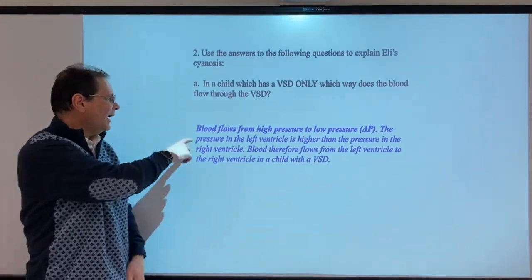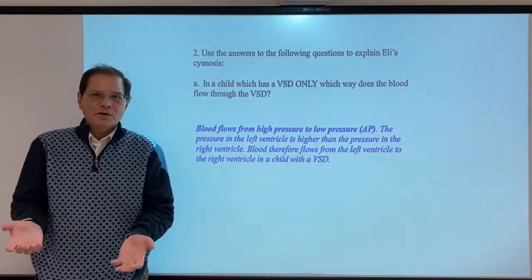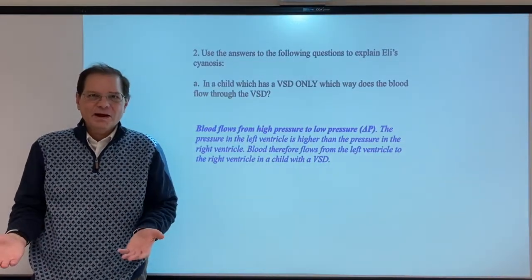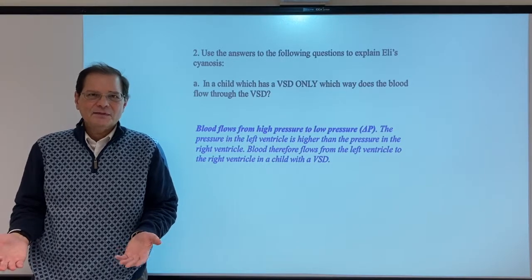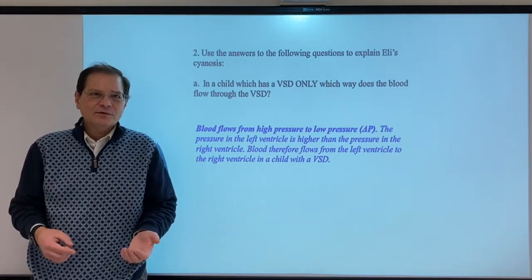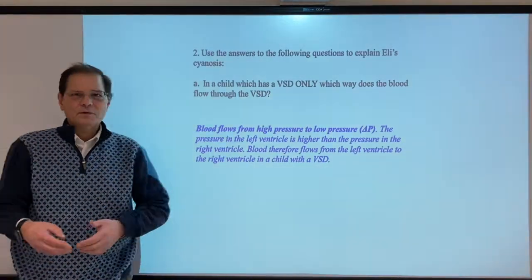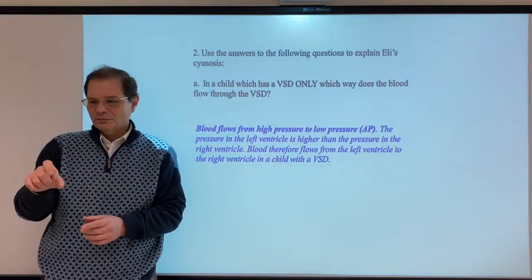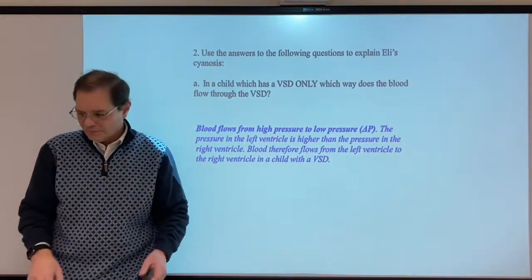Blood flows from high pressure to low pressure. And so you know that the left ventricle has a higher pressure during systole, about 120, than the right ventricle, which is about 1/5 of that during systole. And so blood will flow from high pressure to low pressure through this hole between the ventricles, from the left ventricle to the right ventricle, okay?